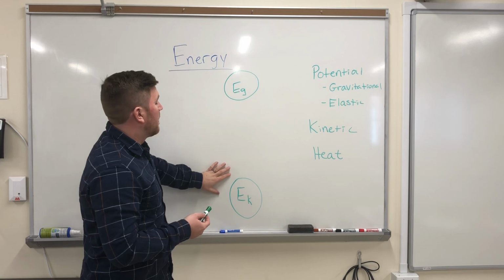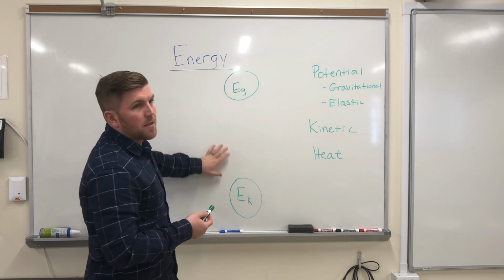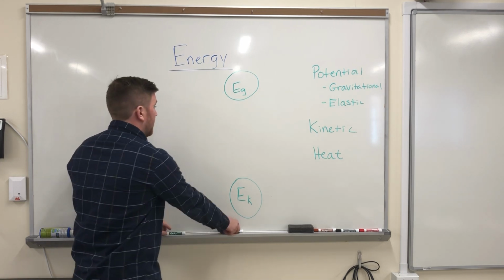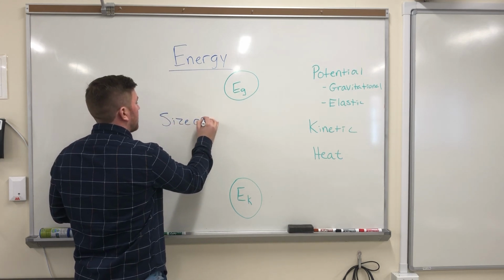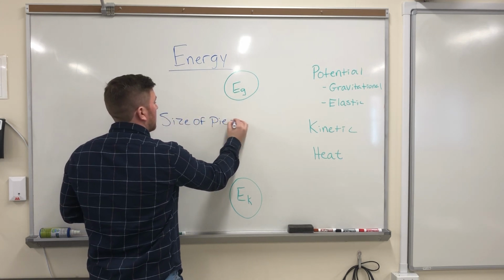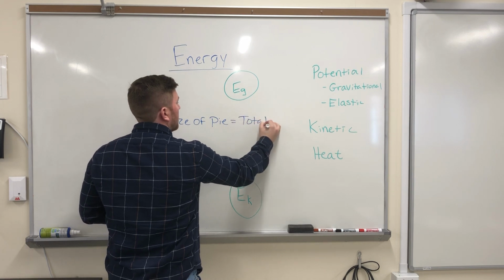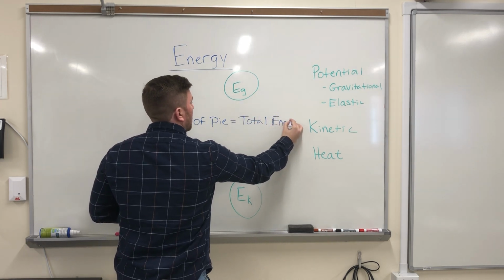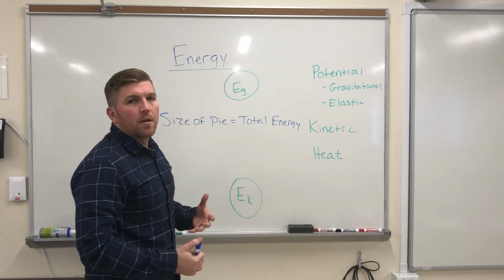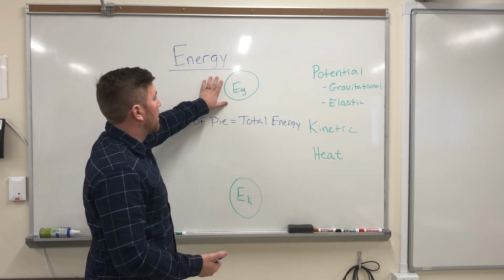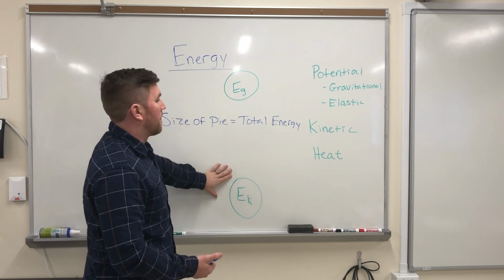Now the important thing to see here is the pie is the same size. I'm not a great drawer, but they should be the same size because the size of the pie represents the total energy. Pie equals total energy. And as we know from the law of thermodynamics, energy is not created or destroyed, so I have the same amount of energy at the top that I have at the bottom.